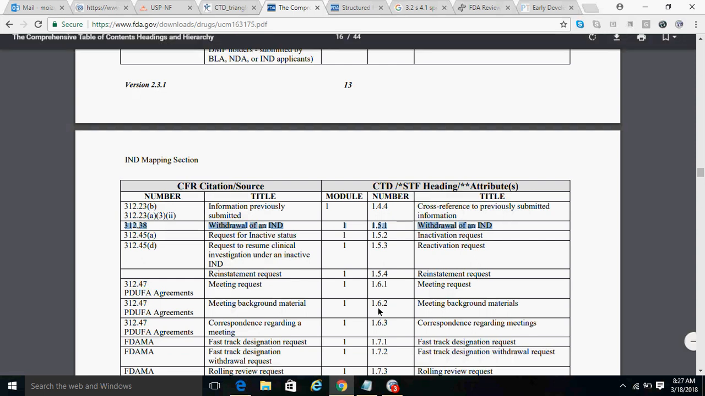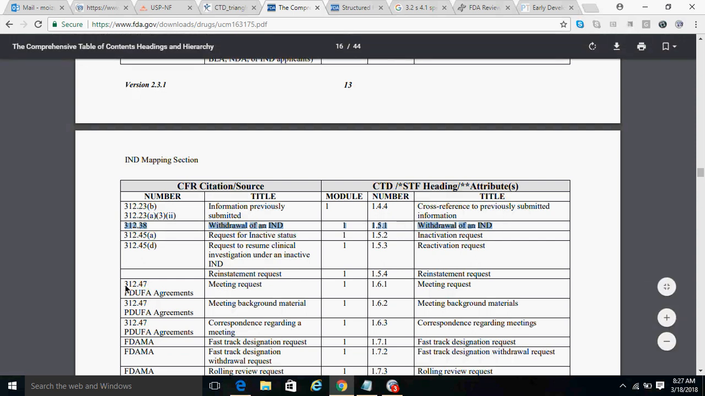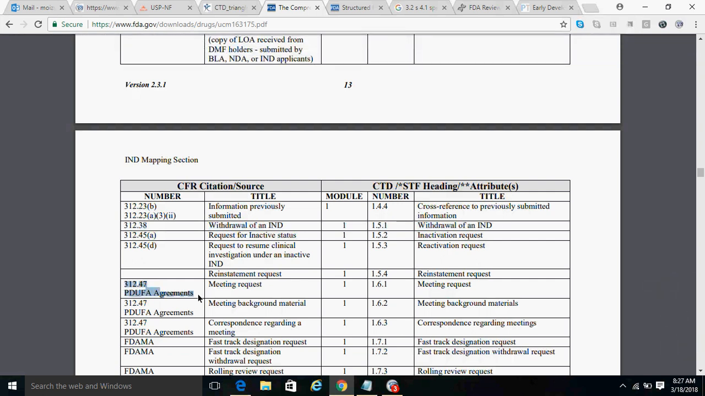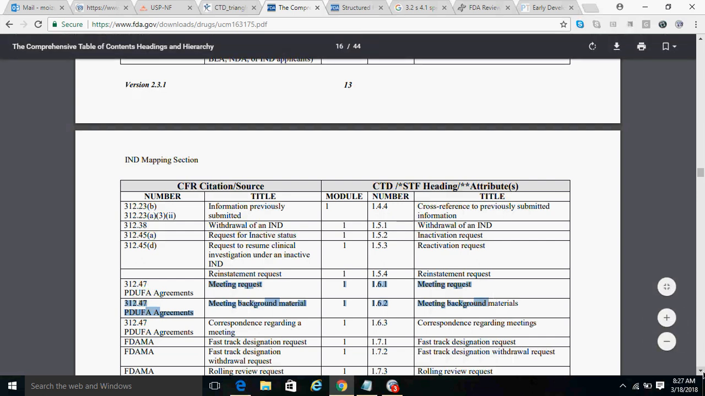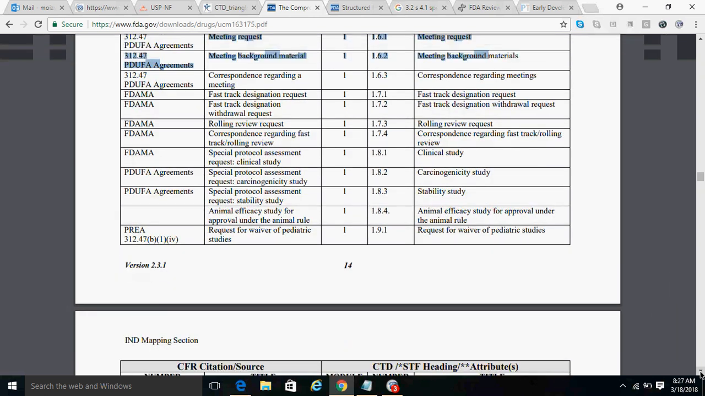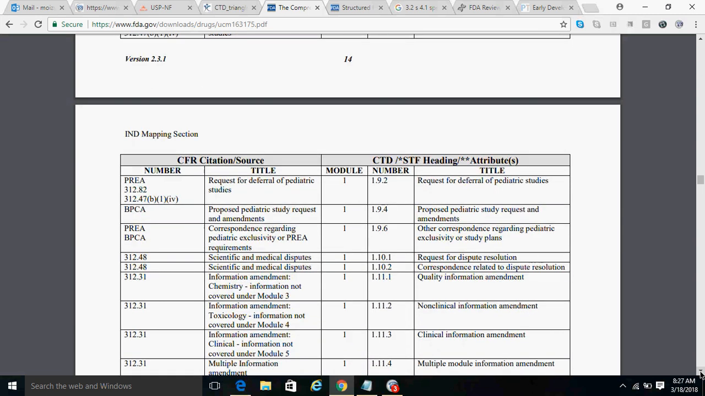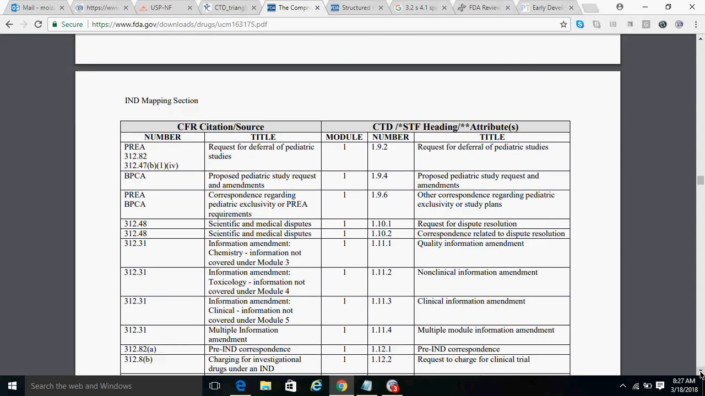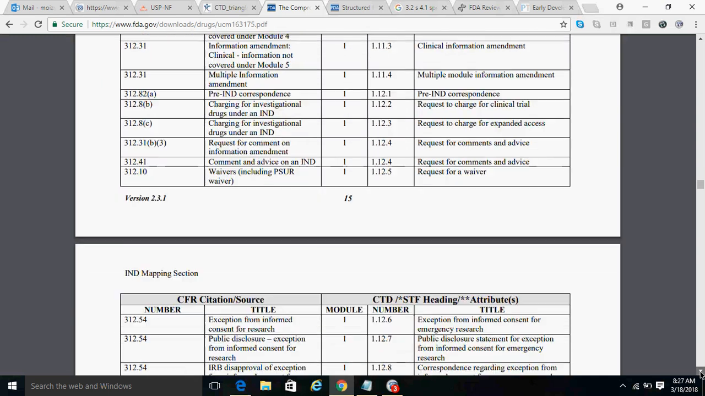Suppose another one, if you go a little down on this one, 312.47 PSDFA agreement. Suppose you want to make a meeting request to FDA, you have to go this way. So everything is written here. All you have to do is keep this module in front of you and try to understand what exactly your company wants you to do, or what your manager wants you to do. Everything is written. What is the CFR? What is the title you are looking for? And what section it goes to, and what module it goes to.